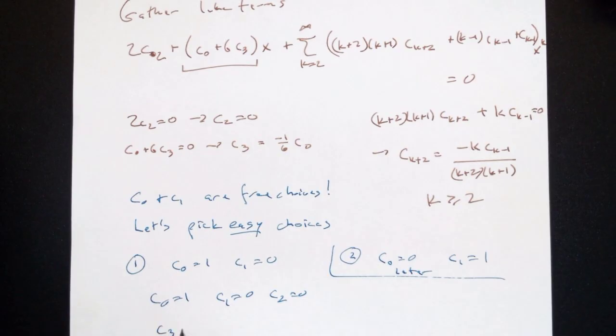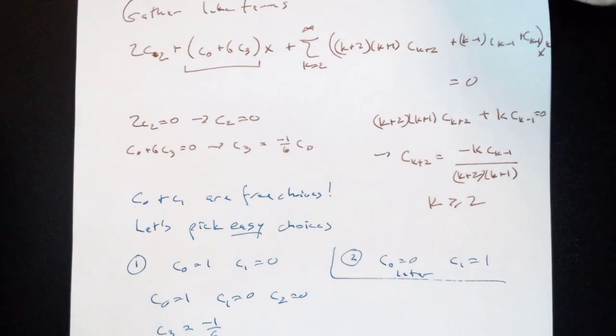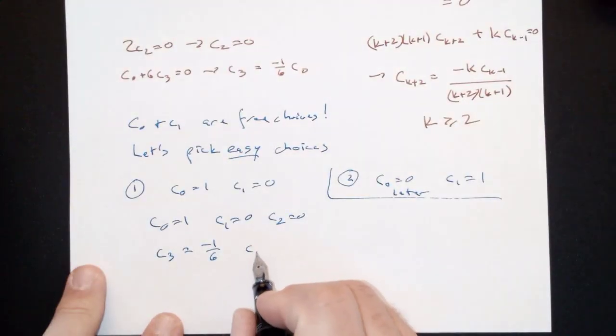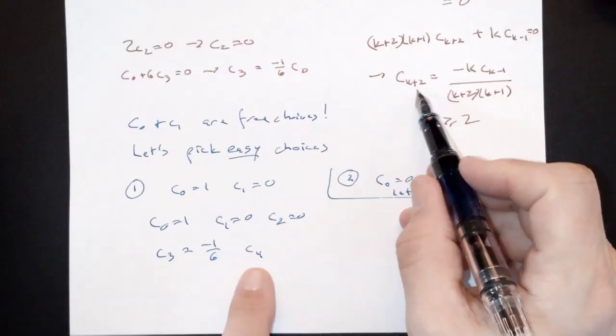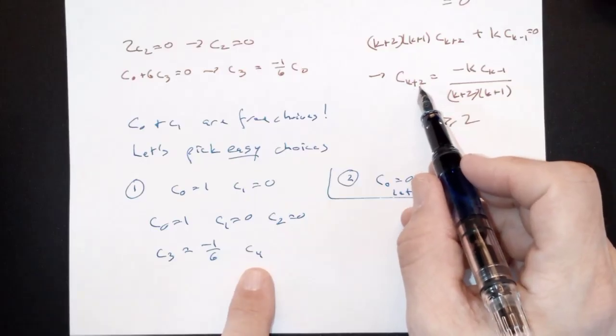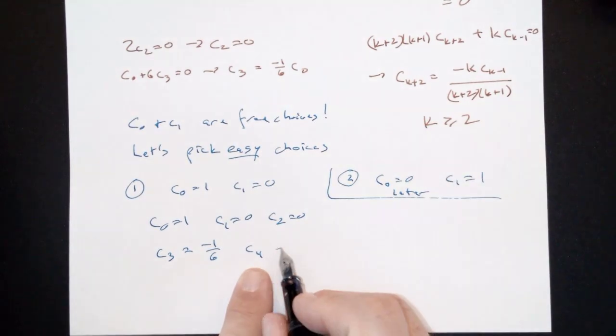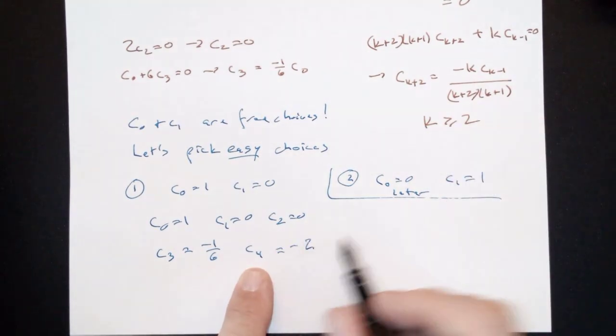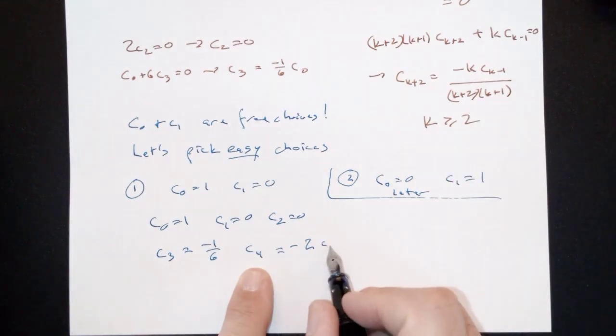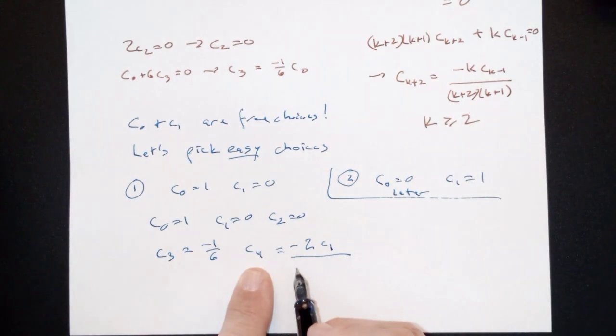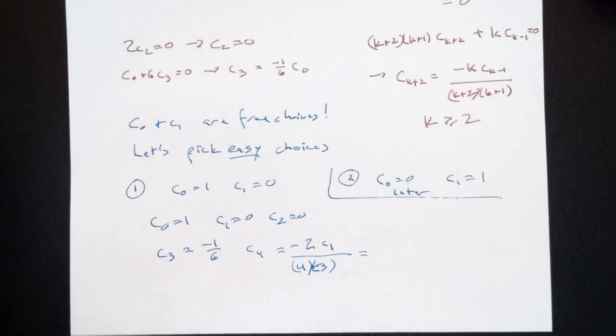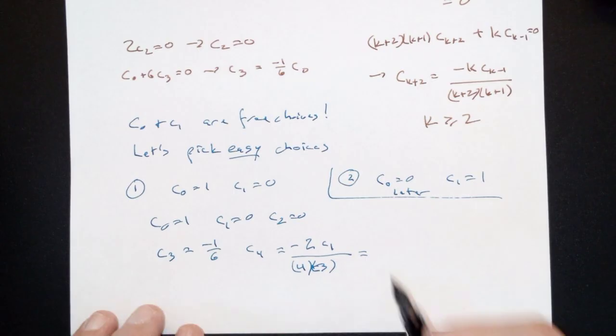What's C3? Oh, we did that right here. C3 is negative 1/6 times C0. What's C4? C4 is going to come from here, isn't it? So that's going to be minus 2 times C1 over 4 times 3. But what's C1? Well, that makes that 0.